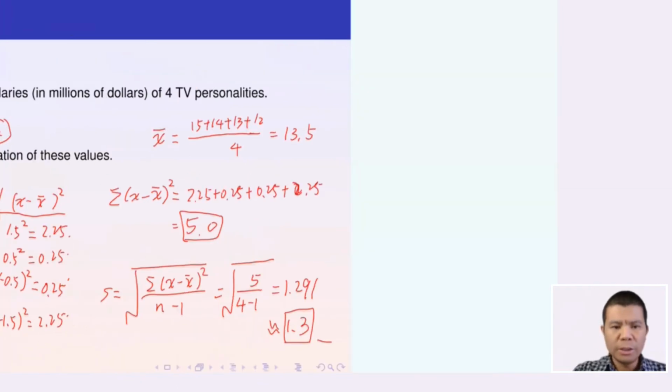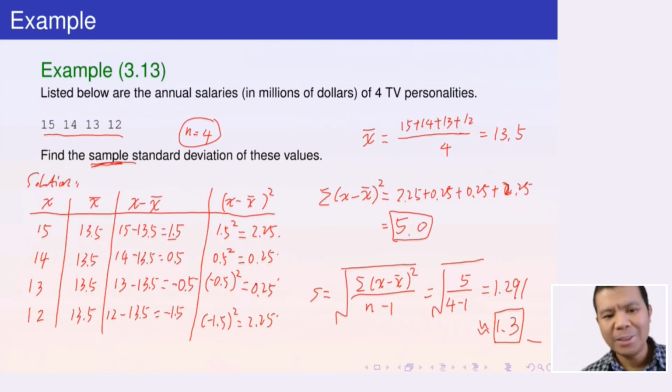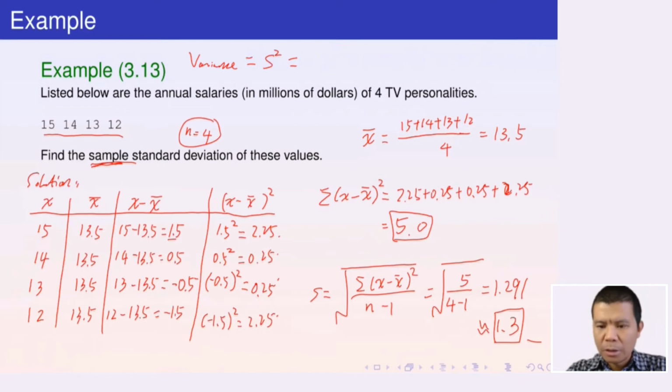Now, similarly, let's do this one. How about this? We found the sample standard deviation, so can you find the variance? What is the variance? The variance equals, this is a sample data, so the notation is s squared equals, take the square of which one? You're going to take the square of this one, right? So the more accurate value, 1.291 squared.